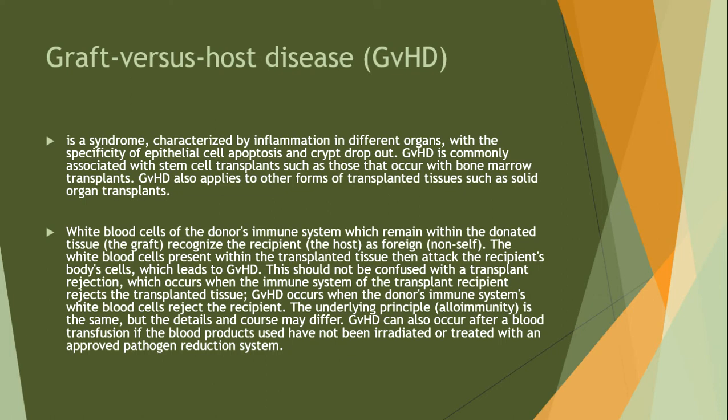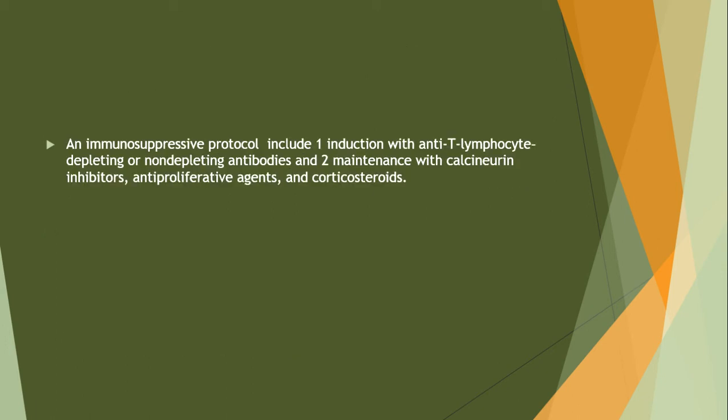Graft versus host disease can also occur after a blood transfusion, if the blood products used have not been irradiated or treated with an approved pathogen reduction system. An immunosuppressive protocol includes first, induction with anti-T lymphocyte depleting or non-depleting antibodies, and second, maintenance with calcineurin inhibitors, antiproliferative agents, and corticosteroids.